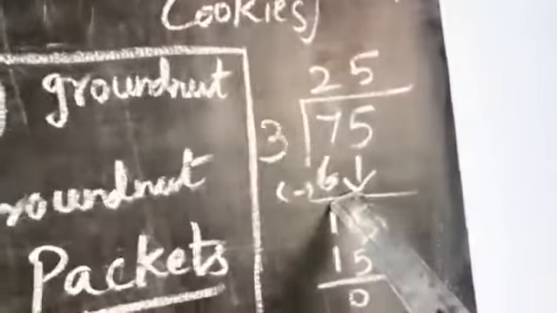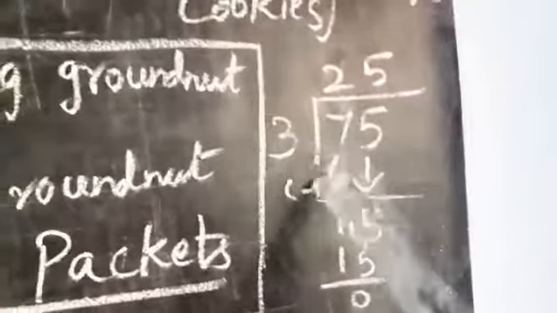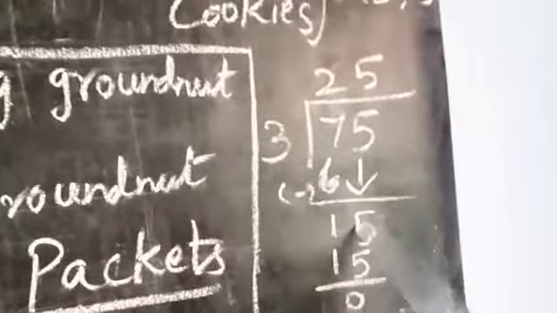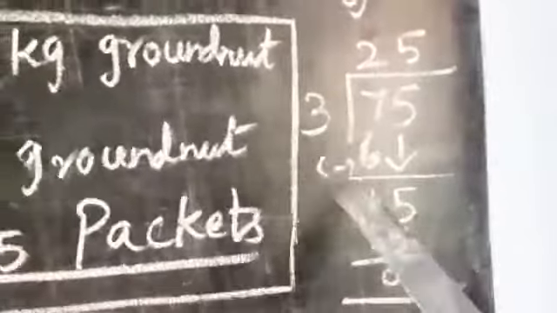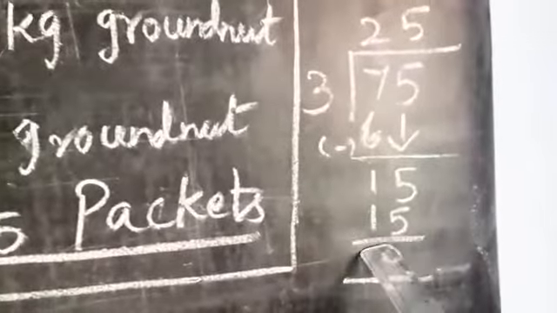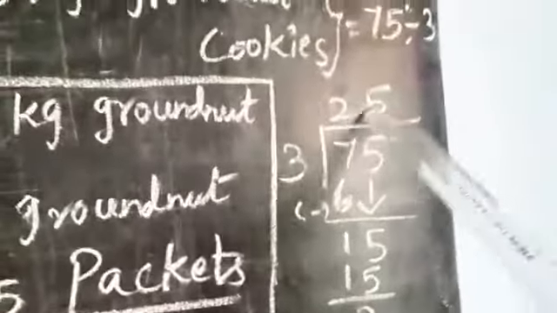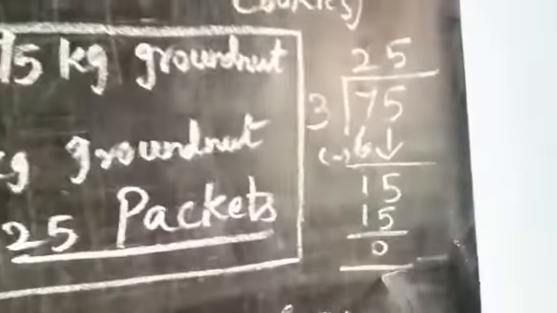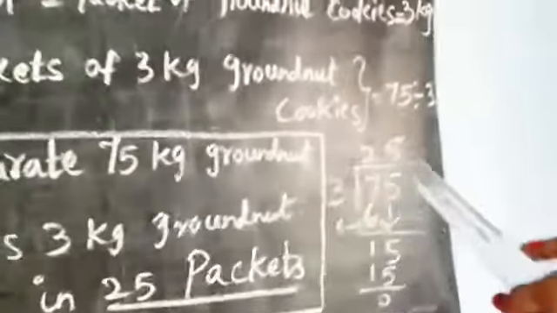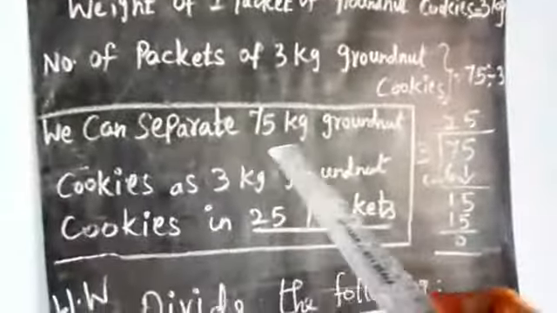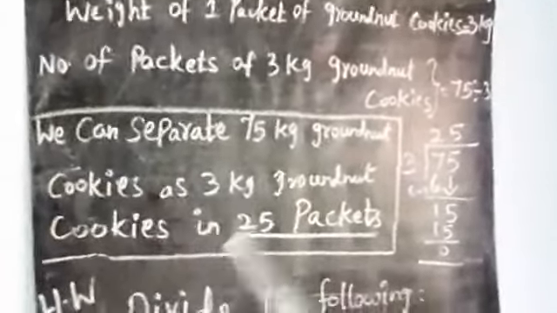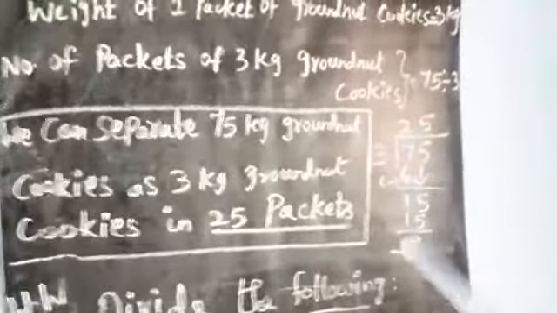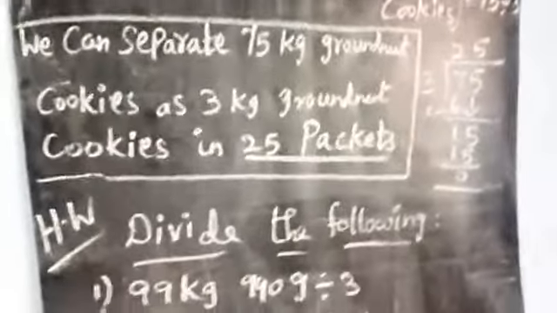3 2s are 6. Now subtract 7 minus 6. Yes, 1. Now bring down the 5. Here 5 3s are 15. 5 3s are 15. So 15 minus 15 is 0. Therefore the quotient comes to 25. The remainder comes to 0. Therefore 25 packets. We can separate 75 kilogram groundnut cookies as 3 kilogram groundnut cookies in 25 packets. How many packets? Yes, 25 packets.